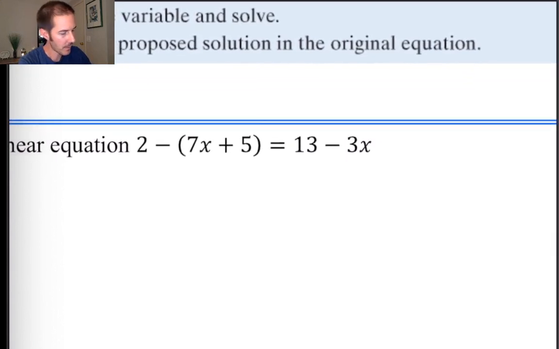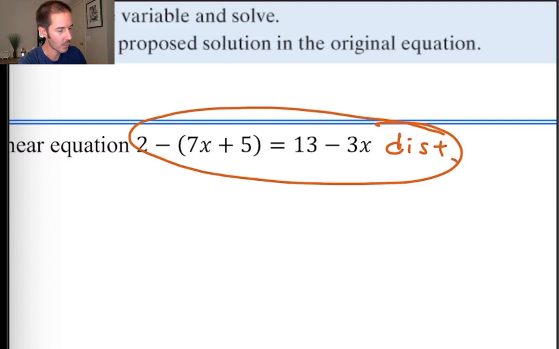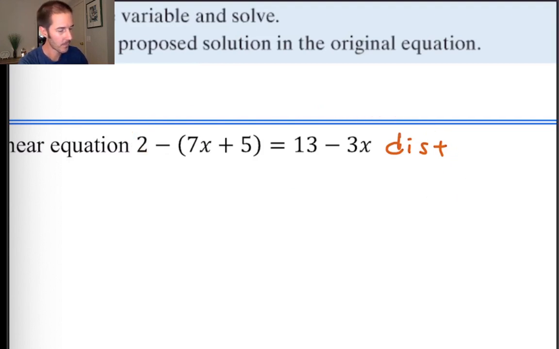Something that's a little bit unusual about this equation, maybe, is that the first thing I'm going to do is distribute, and I like to put a little note off to the side here that says dist for distribute. This tells me what I'm doing on this line or to this equation in order to get down to what I'm going to write next. And the thing that I'm going to distribute is this minus sign. I'm subtracting 7x and I'm subtracting a positive 5. So there's the 2, there's subtracting the 7x, and there's subtracting the 5.